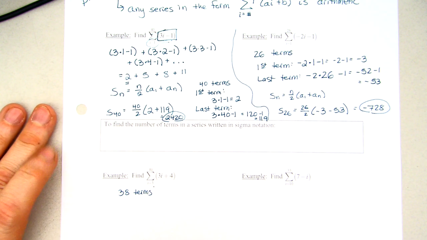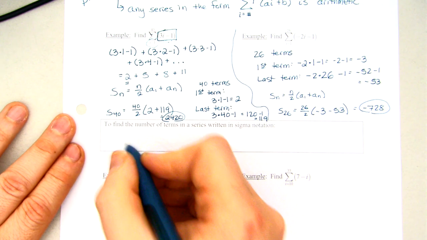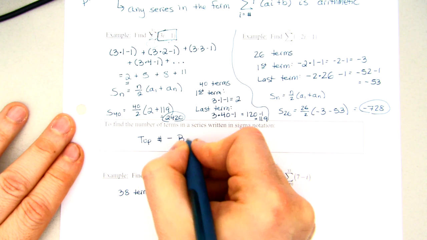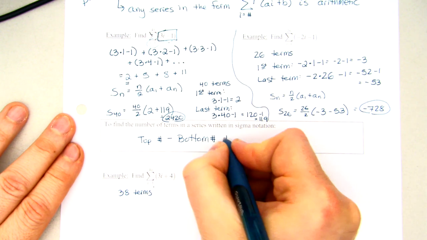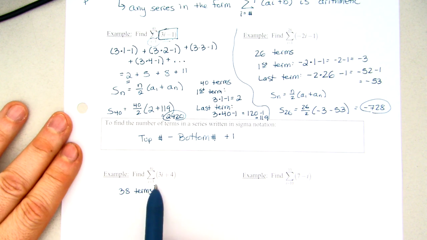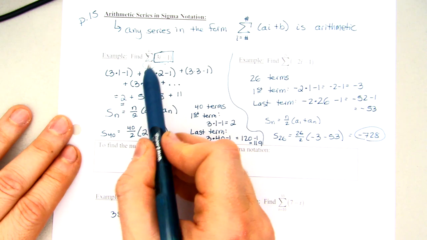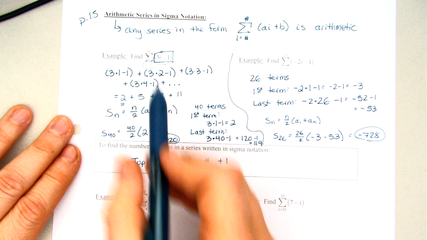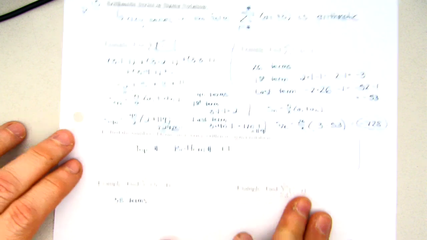What we can do in general to find the number of terms in a series written in sigma notation is take the number on the top minus the number on the bottom, but then I have to add 1 to that to make sure I'm actually accounting for the number on the bottom. Going back to the previous example, the sum as i goes from 1 to 40. Well, 40 minus 1, that's 39, but add 1, we get 40, and yeah, it makes sense that that sum has 40 terms. Let's go deal with this one.